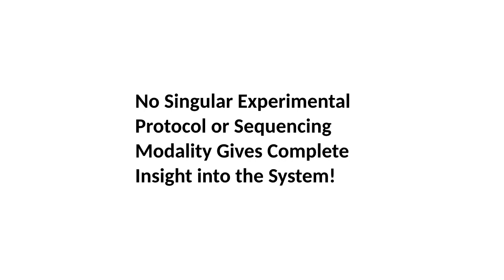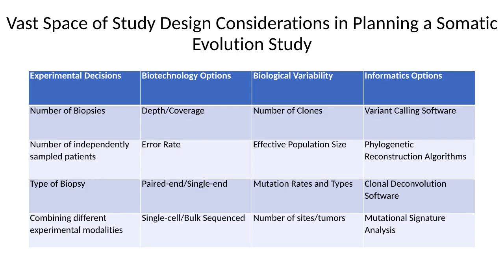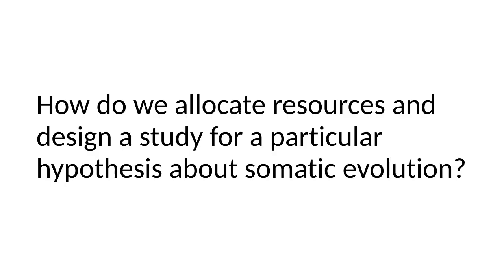This often means that many modalities are combined with various trade-offs between those modalities. To briefly overview the vast base of study design considerations, we have experimental decisions, which include the types and numbers of biopsies, biotechnology decisions such as depth, error rate, or things like whole genome versus whole exome sequencing. We also have underlying biological variability in the somatic evolutionary process itself, and then a number of downstream informatics options with which to assess the sequencing readouts.